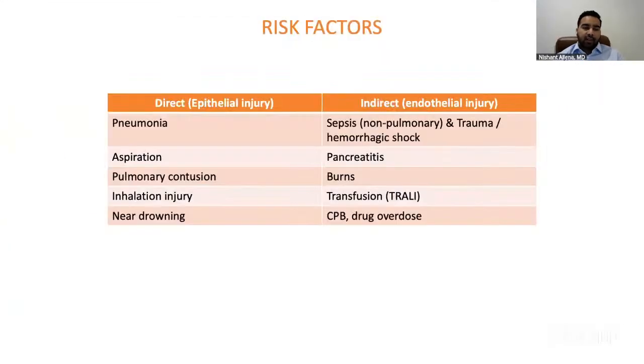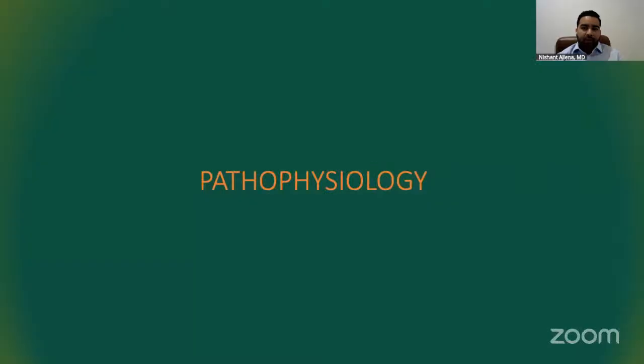So coming to the risk factors. The risk factors can be of two types: those that cause direct epithelial injury to the alveoli versus the indirect risk factors which cause endothelial injury. The direct risk factors are essentially those that cause direct pulmonary insults: pneumonia, aspiration, pulmonary contusions, inhalational injury, and near drowning. Coming to your indirect risk factors, this is your sepsis, trauma or hemorrhagic shock, pancreatitis, burns, transfusions, drug overdoses, etc.